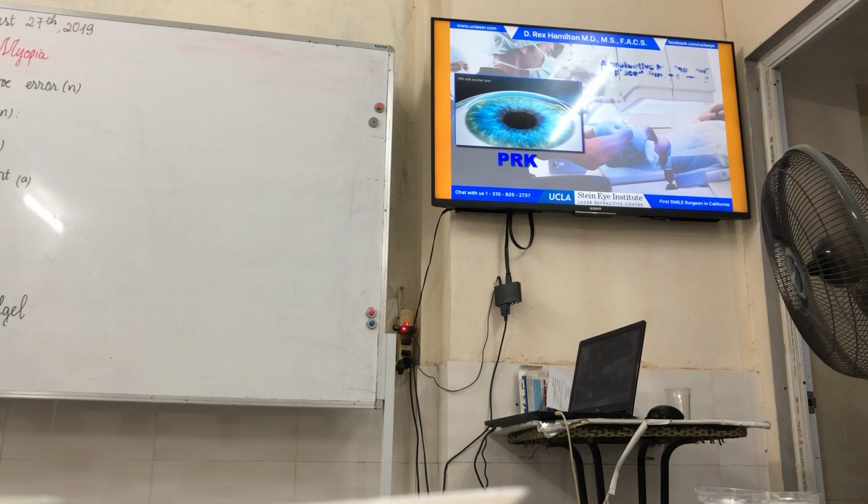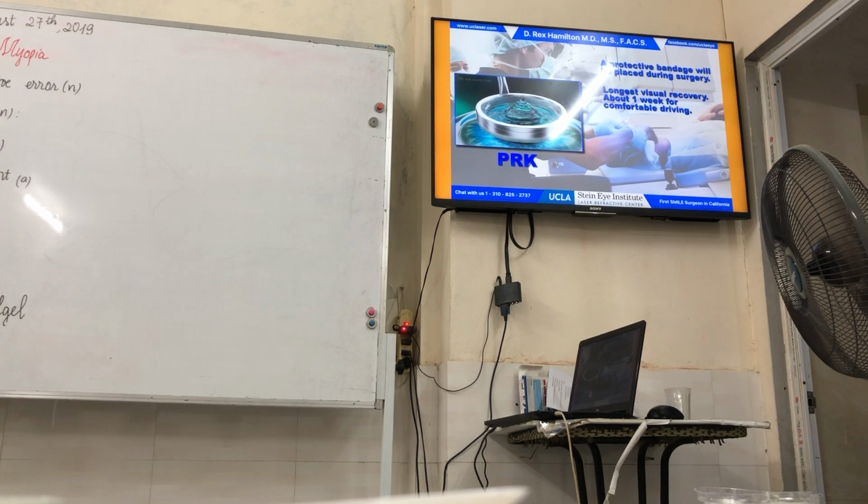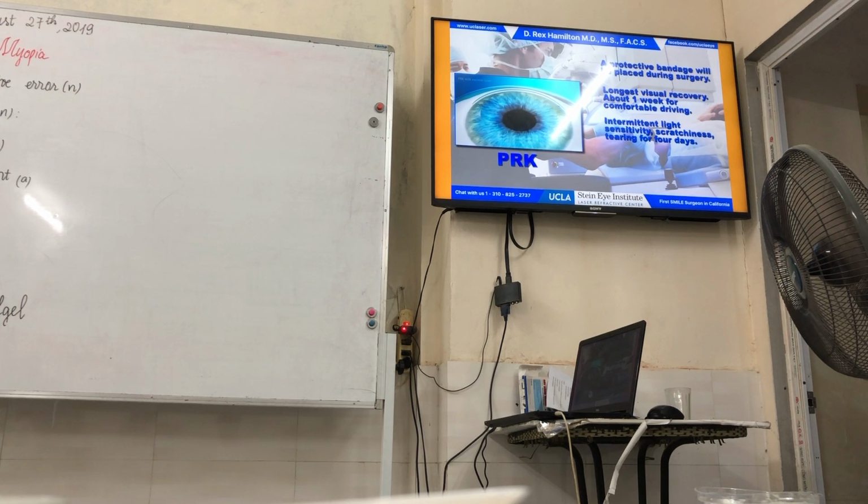During that time, there is intermittent light sensitivity, tearing, a gritty feeling in the eye, and the vision is going to fluctuate. The vision improves fairly rapidly once we take the contact lens out. The contact lens will be taken out on the 4th day after surgery, but it's about a week before patients feel comfortable driving in general. The light sensitivity and the scratchiness last while the contact lens is in. Usually the second post-operative day is the most uncomfortable.